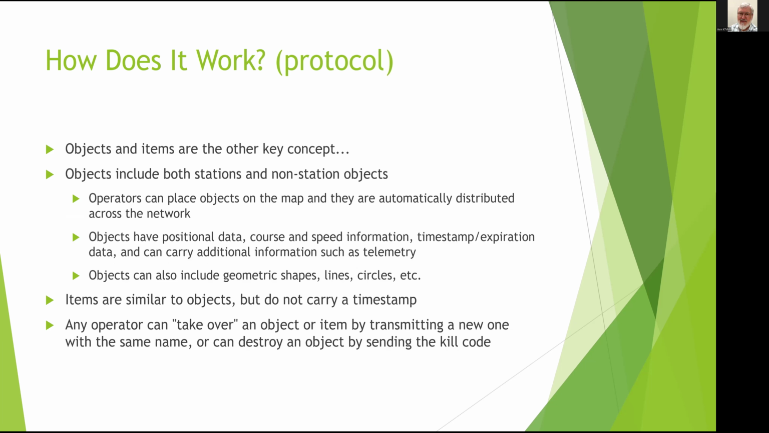Let's see. Objects and items are the other thing. So that's messaging. Objects and items are the other thing, right? So objects include things that are stations and things that are not stations. So you can actually put objects out there and they'll automatically get distributed over the network.